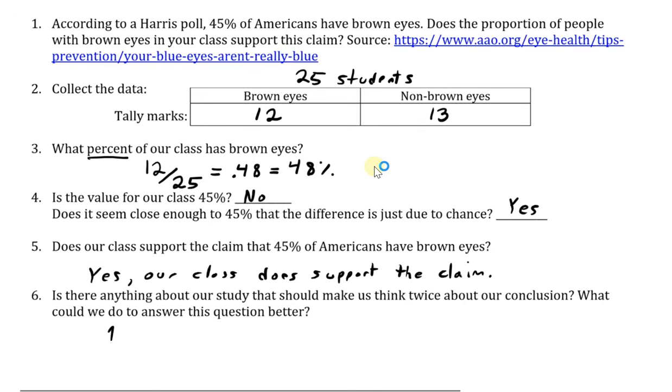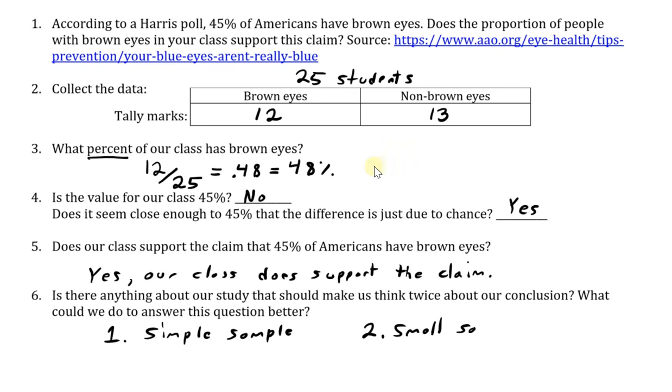So I would say first, it's a pretty simple sample to use. It may not accurately describe the population well. And I'd also say that it's a pretty small sample. For example, what if instead of having 12 students with brown eyes and 13 with non-brown eyes, I instead had 120 with brown eyes and 130 with non-brown eyes? Now I am studying 250 students.